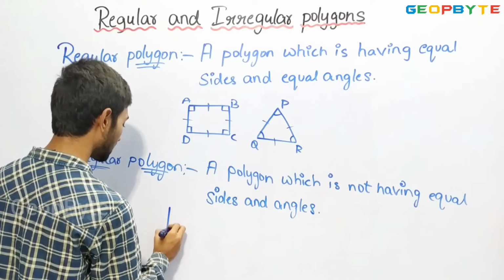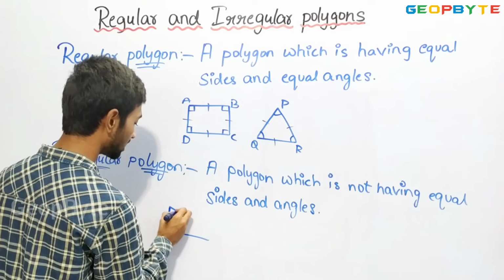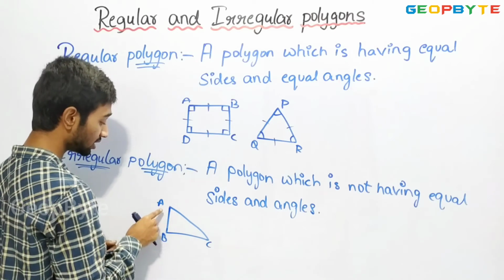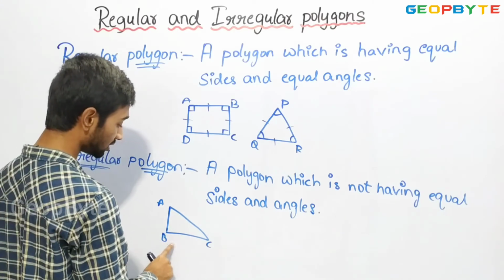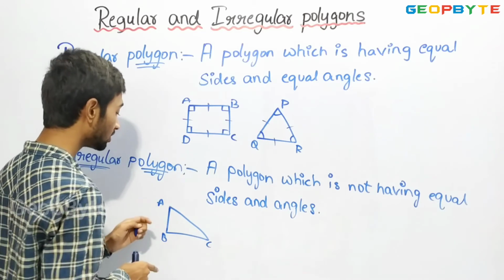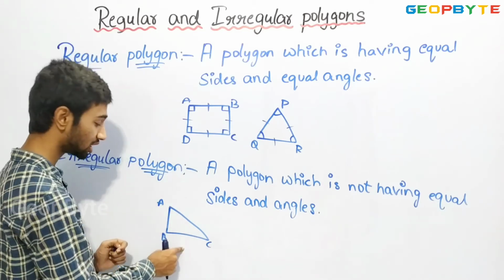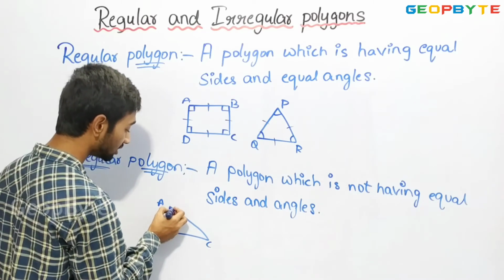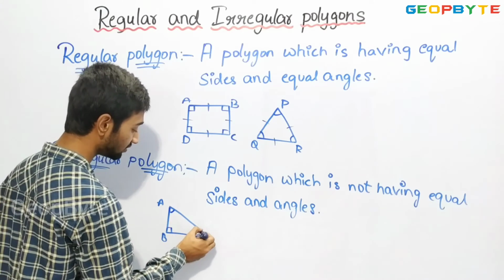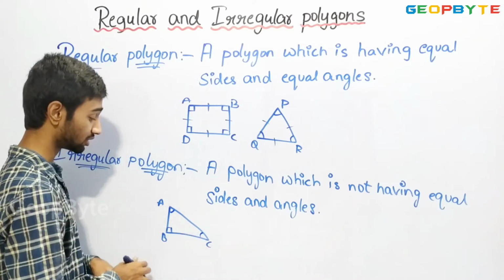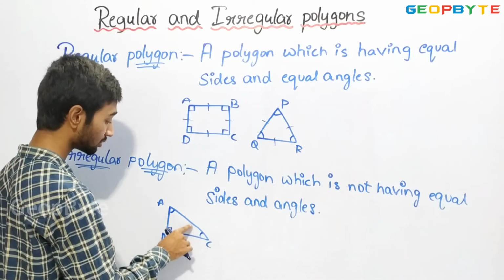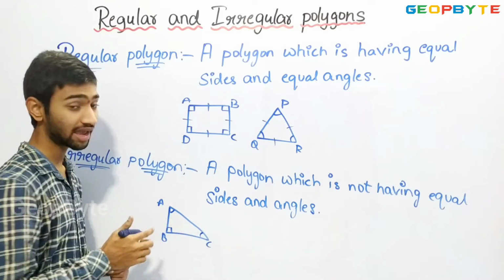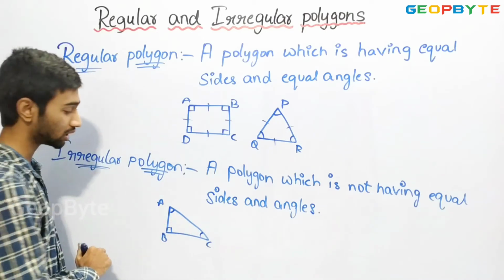For example, let us draw a right angle triangle A, B, C. Here AB is not equal to BC and BC is not equal to AC. So we see that all sides are not equal and here at the B it will be right angle, that is 90 degree, and the angle near A may differ and angle C will also differ. So we see that angles are not equal and sides are also not equal. So right angle triangle is an example of irregular polygon.